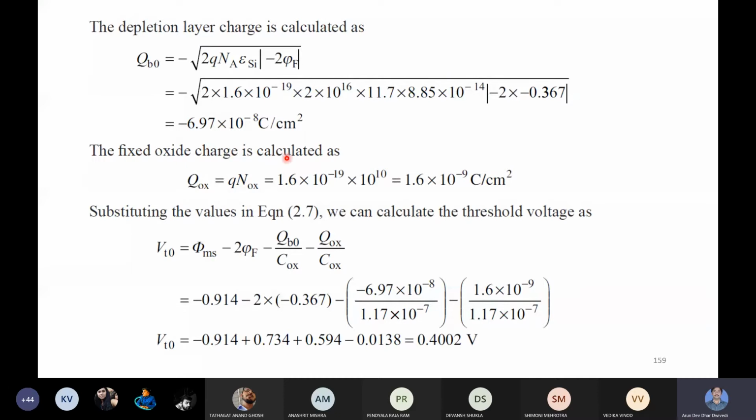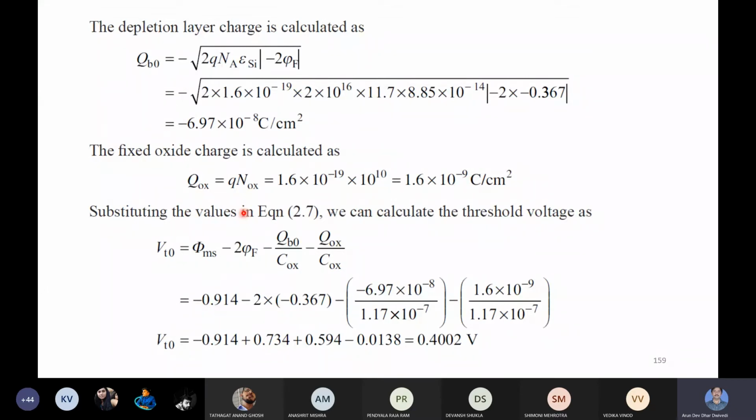And fixed oxide charge density is given. QOX is not given, but NOX is given, meaning the number of charges per unit area. The actual charge value will come by multiplying by q. So q will be multiplied with NOX: 1.6 into 10 power minus 19 into the number. This is given in coulomb per centimeter square.